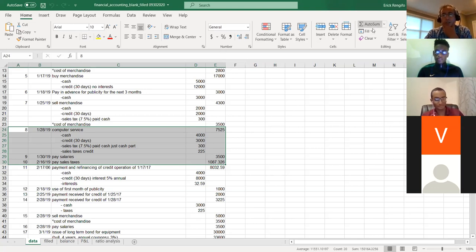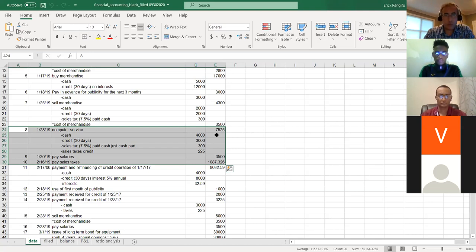Okay, guys, so let's do this. Let me read my printed copy. We provide a computer service: cash $4,000, credit 30 days $3,000. So the service costs $7,000. But then we have a sales tax. We just pay $300 that corresponds to the cash side of the equation, and $225 that corresponds to the $3,000, which are going to be paid together with the $3,000. Do you understand that?